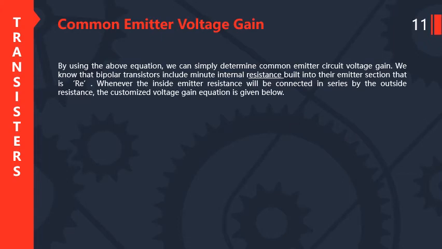We know that bipolar transistors include a minute internal resistance built into their emitter section, that is re. Whenever the internal emitter resistance is connected in series with the external resistance, the customized voltage gain equation is given below. So the voltage gain is equal to minus RL divided by RE plus re.